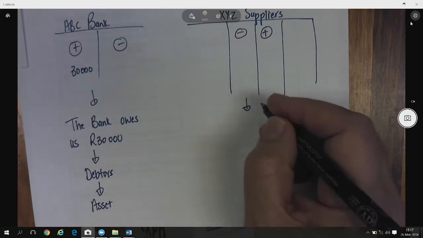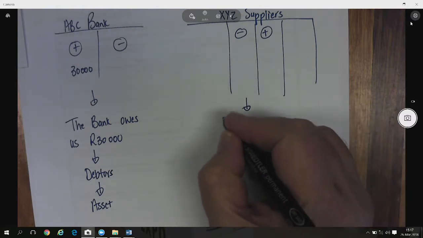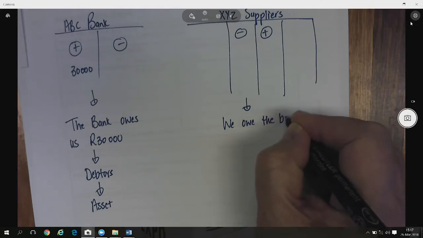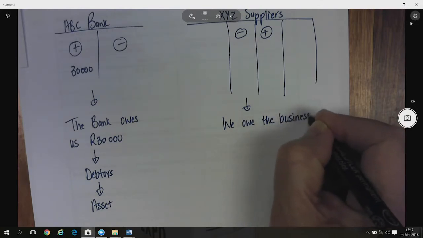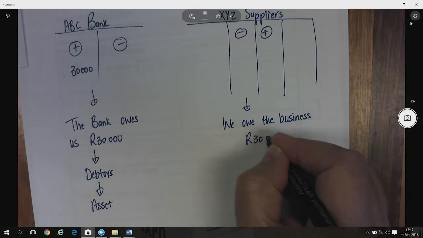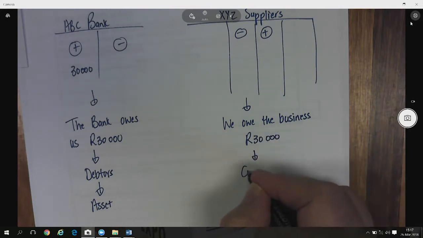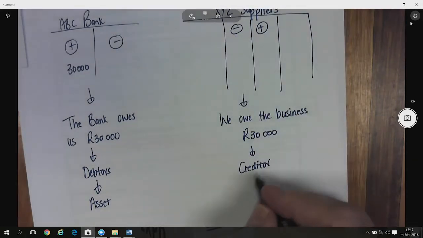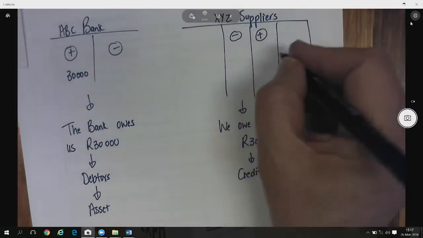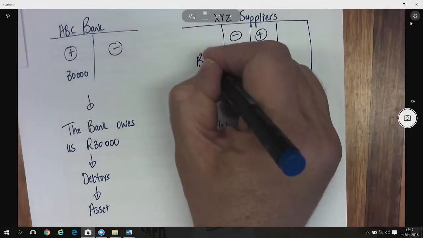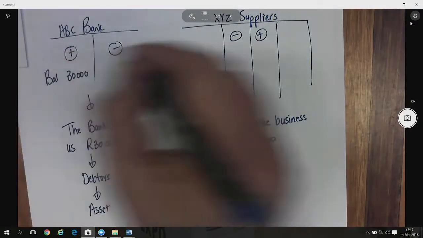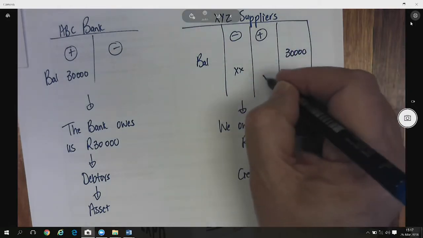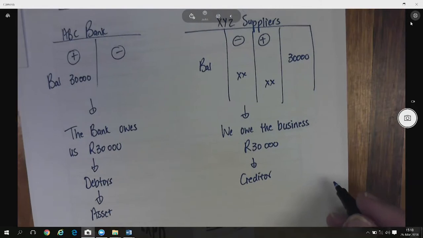If the bank looks at us and the bank says, we owe the business 30,000 Rand, that's why we become a creditor. We become a creditor to the bank. And that's why it is like a creditors ledger, a plus minus. So the balance of 30,000 is there on the debit side. Whatever you put there will make it less, and whatever you put there will make it more. So that is the basic.